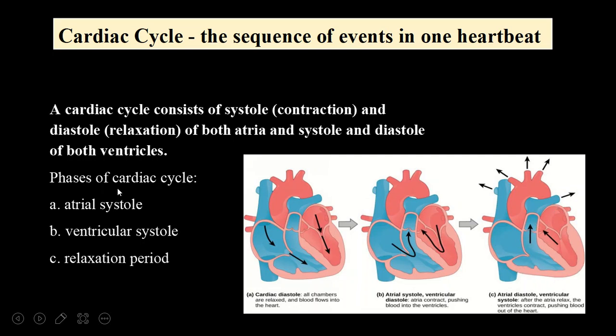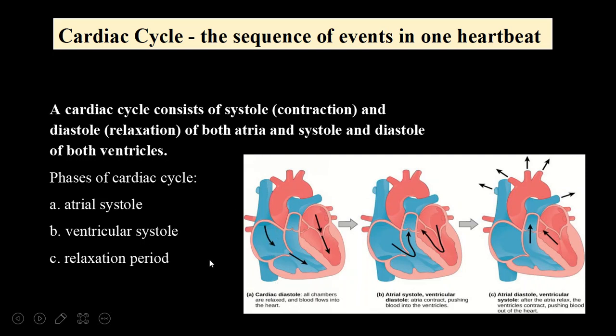So, ito, we have the phases of the cardiac cycle: atrial systole, ventricular systole, and the relaxation period. So first, we have the cardiac diastole or the relaxation period. So all chambers are relaxed and blood flows into the heart. So dito, ang first na mangyayari, when the heart relaxes, yung deoxygenated blood will flow into the heart dito sa right atrium.